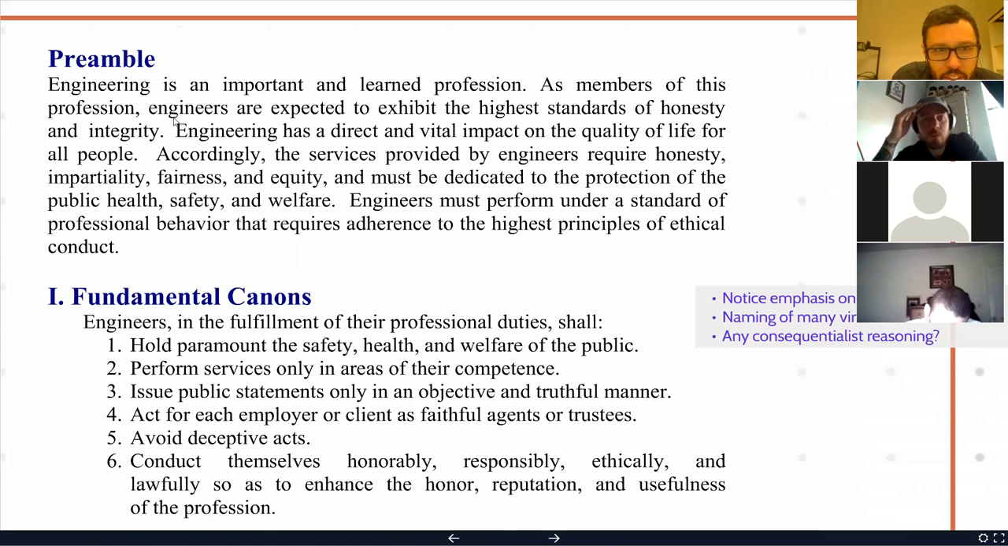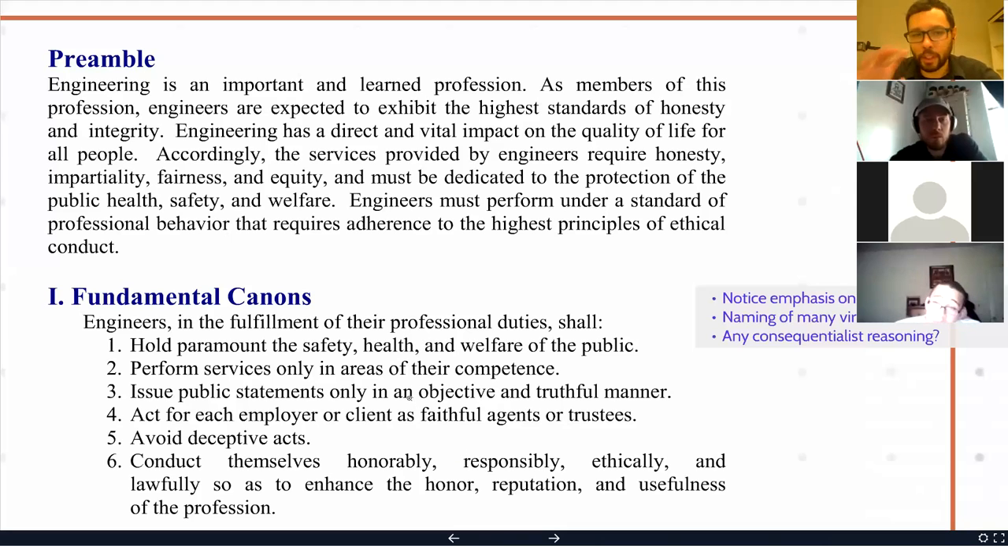Another bit of consequentialist reasoning is right here in the preamble. It says, engineers have a direct and vital impact on the quality of life for all people. Accordingly, the services provided by engineers require honesty, impartiality, fairness, and equity. Right, so this is again a little bit of consequentialist reasoning. The "accordingly" again shows an instrumental relationship. These are the consequences that we are concerned with, quality of life. So for that reason, to protect those consequences, it's important to have these virtues.